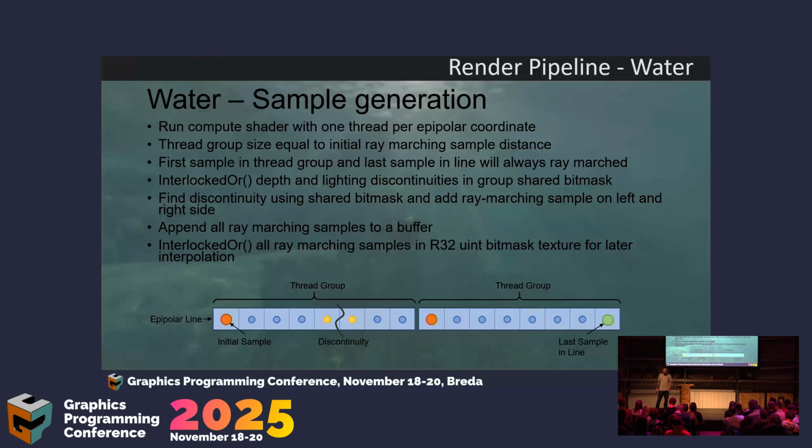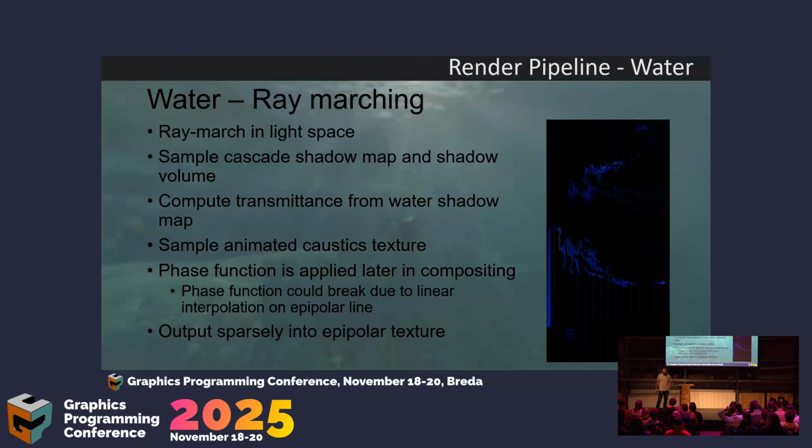We append all selected samples to a structured buffer where we store line and sample index, and we also atomic OR all ray march samples into a uint bitmask texture. So we need this texture later for interpolating the not ray marched samples from the ray marched ones.